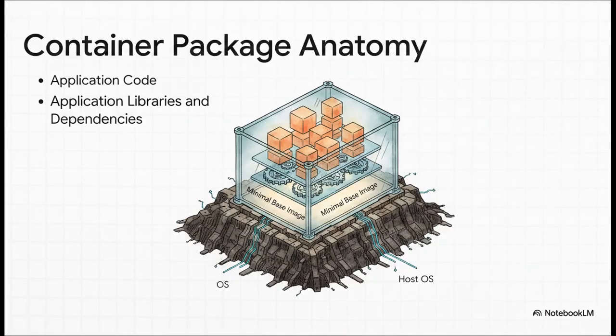So what's actually inside this thing to make it so unbelievably small? A container is basically a neat little package that bundles up your application code, your specific app libraries, and a minimal base image for system dependencies, literally just enough to run Python or Node.js, for example. The secret sauce here is that it absolutely does not contain a full operating system. It just borrows the host operating system for all the heavy lifting.